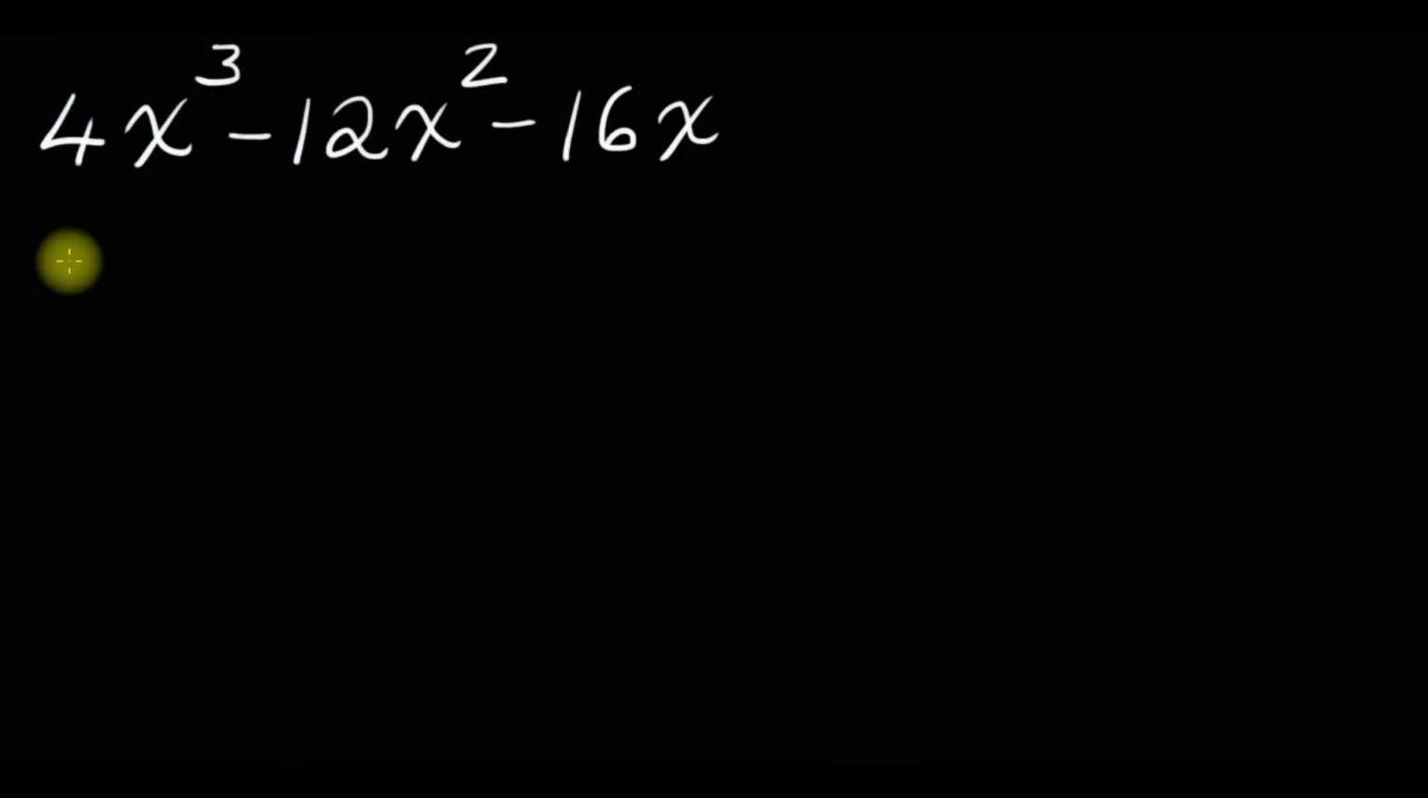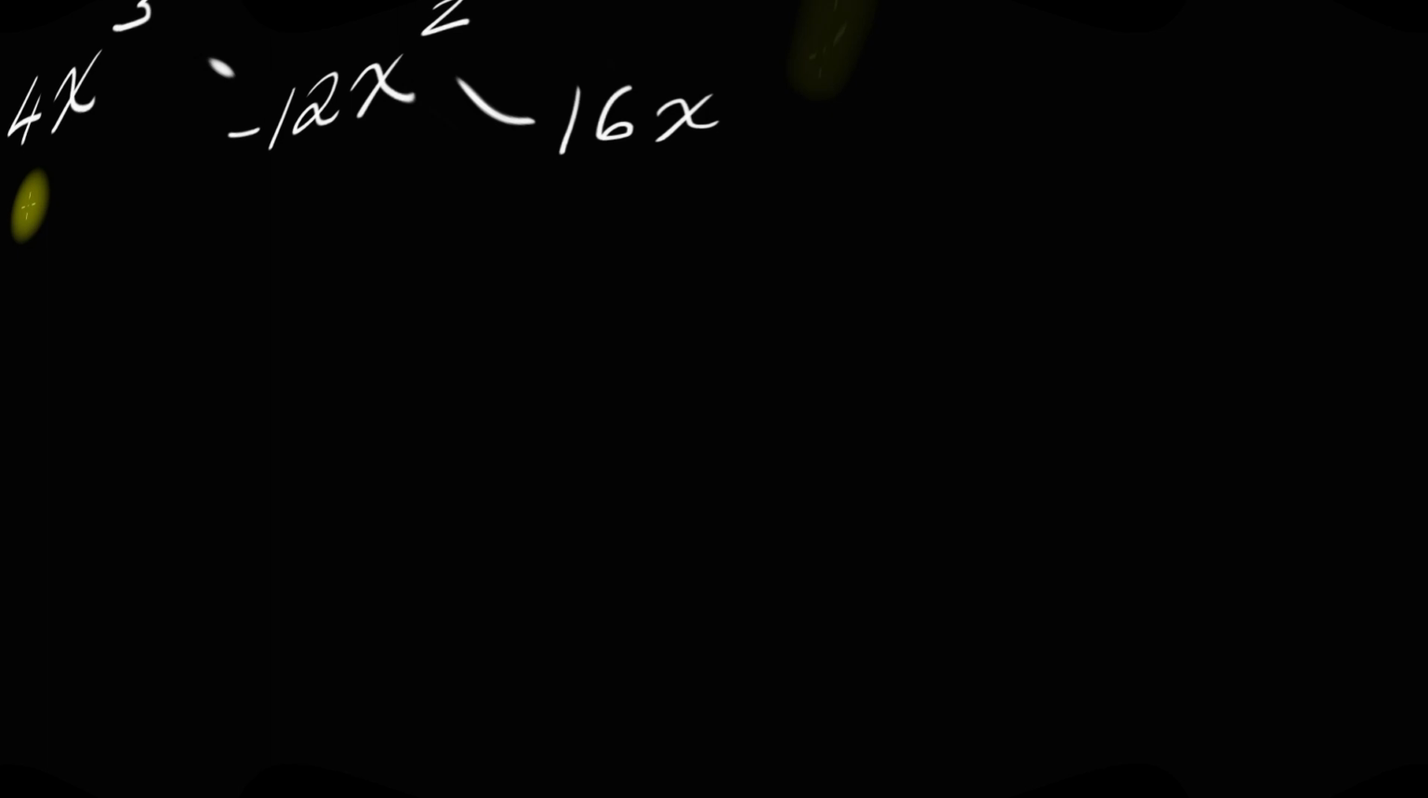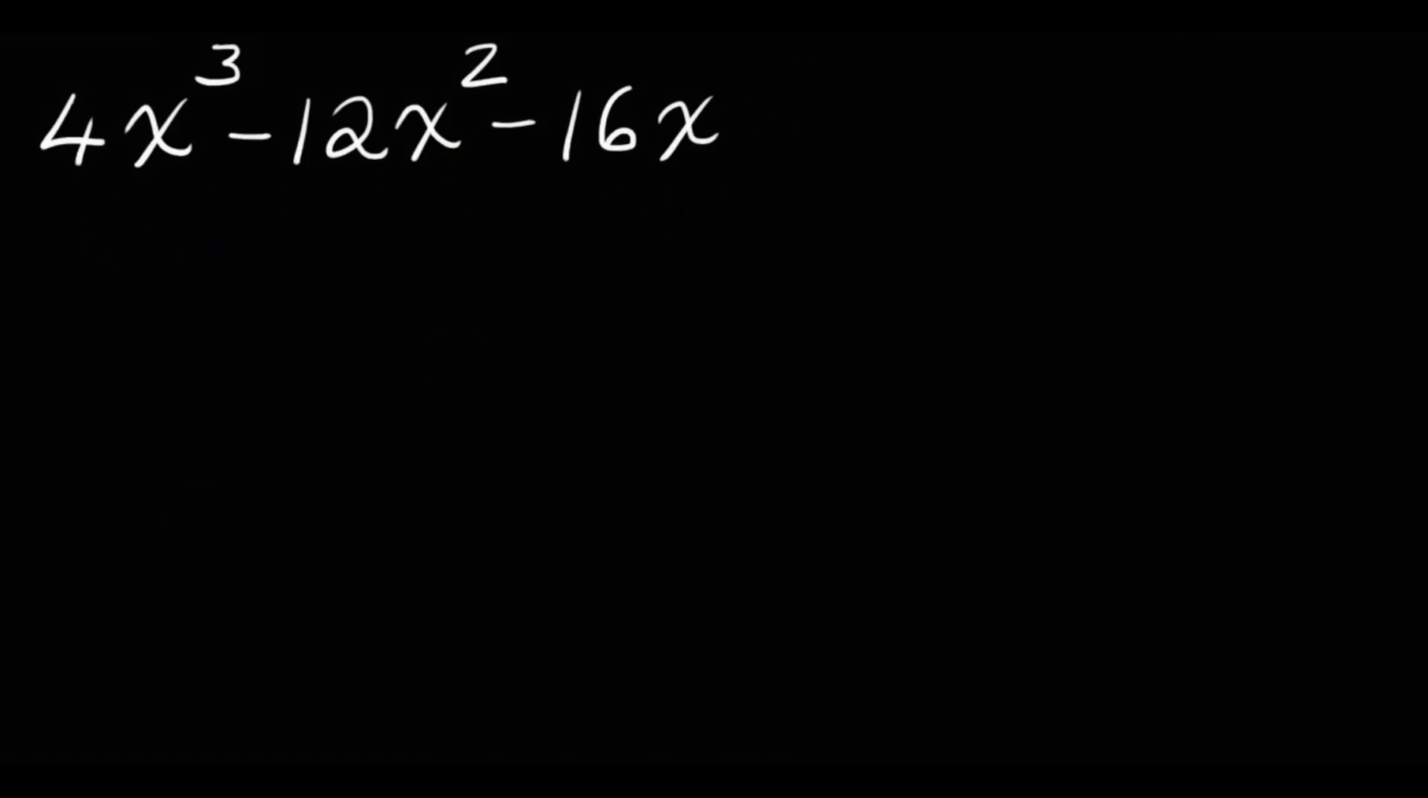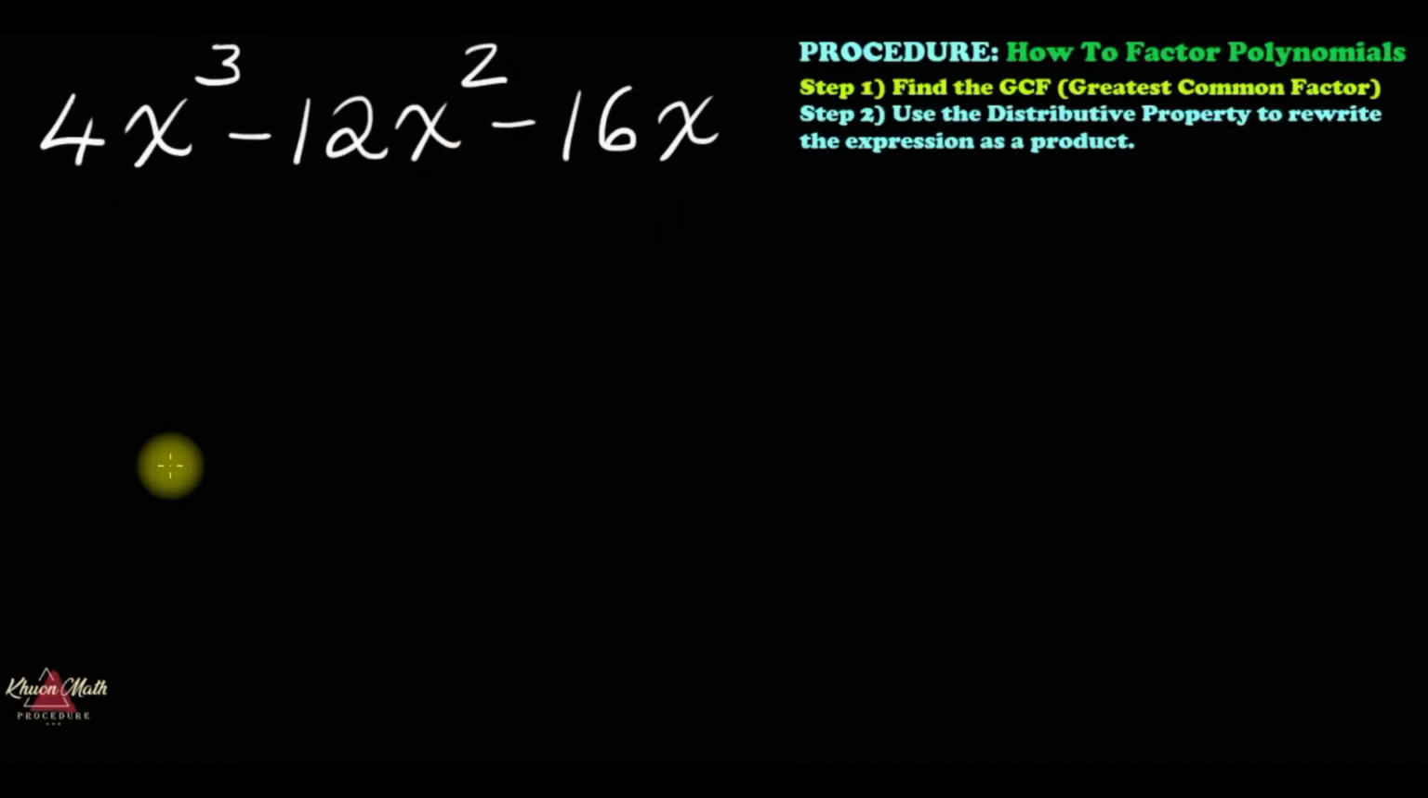Okay, let's go over another example. So here we have 4x to the 3rd power, take away 12x squared, minus 16x. And we have to factor this, and it's a polynomial. Let's bring in the procedure. Here it is. So first thing we do here is to find the greatest common factor.